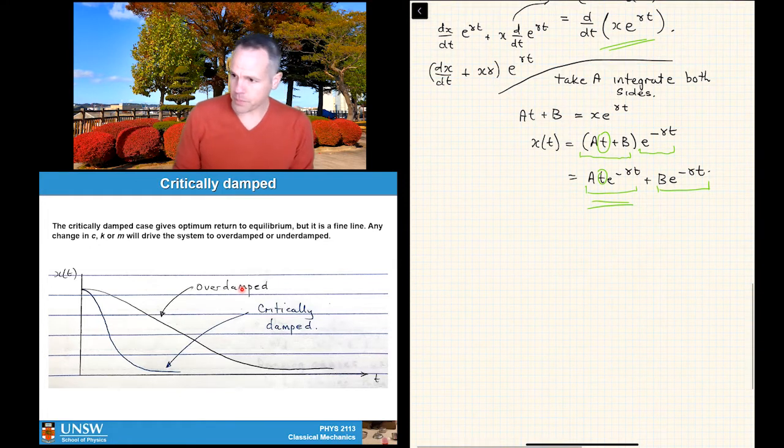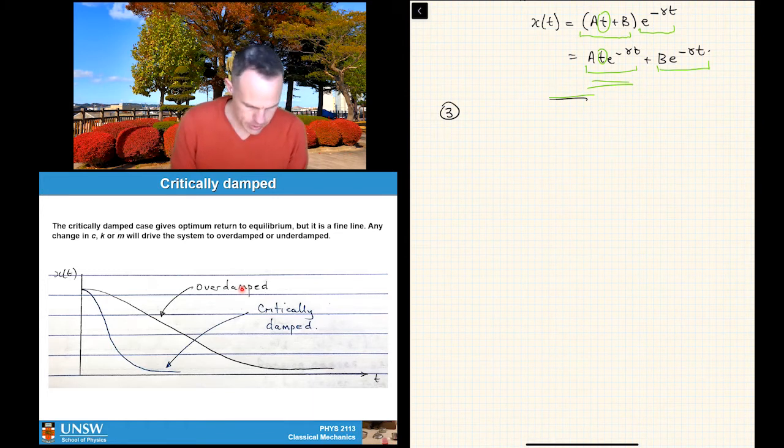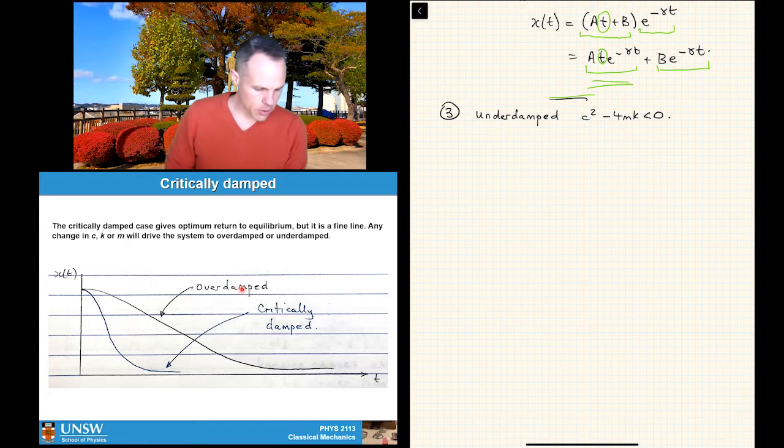So let's kick back into our underdamped situation. So underdamped, we have c squared minus 4mk less than 0. This comes back to our discriminant, which we identified earlier as the thing that tells us the characteristics of the different solutions to the quadratic leading term in the equation of motion.